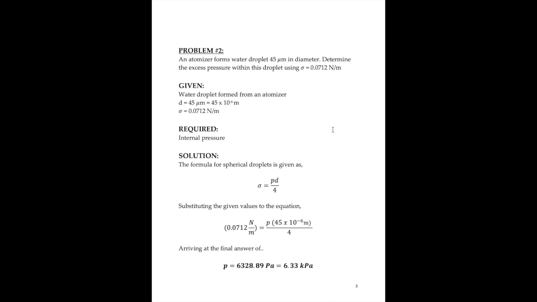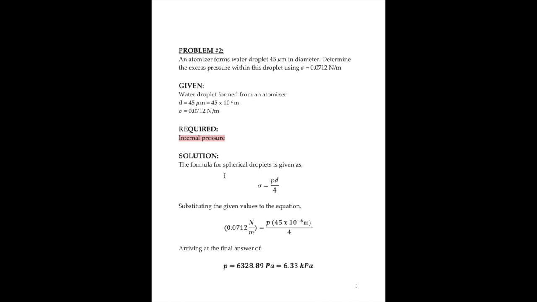So for problem number 2, a water droplet formed from an atomizer has a diameter of 45 micrometer and a surface tension of 0.0712 Newton per meter. Remember that prefixes should always be expressed in their numerical value. So the diameter should be expressed as 45 times 10 to the negative 6 meters. What is being asked in the problem is the internal pressure or the excess pressure in the droplet due to the surface tension.